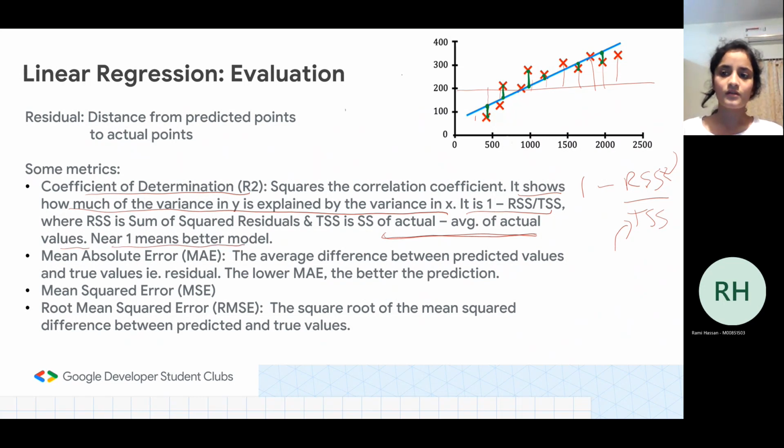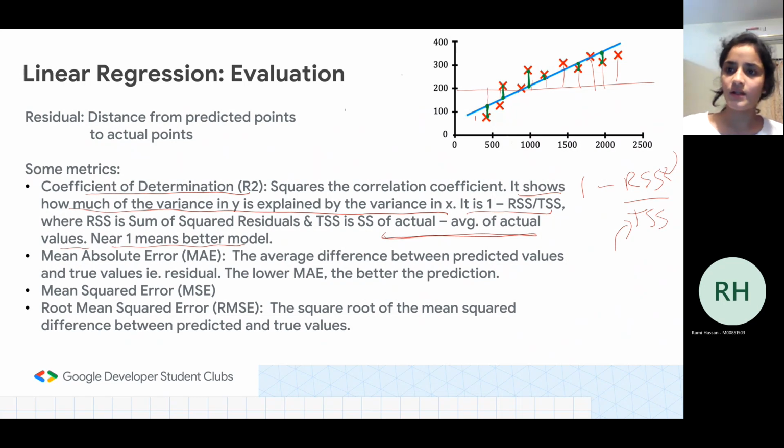So for the coefficient of determination, we don't calculate it, we just ask for the value in the coding part. And if the value we get is near 1, like 0.8, 0.9, 0.7, at least if it's closer to 1, then it means our model is doing good.